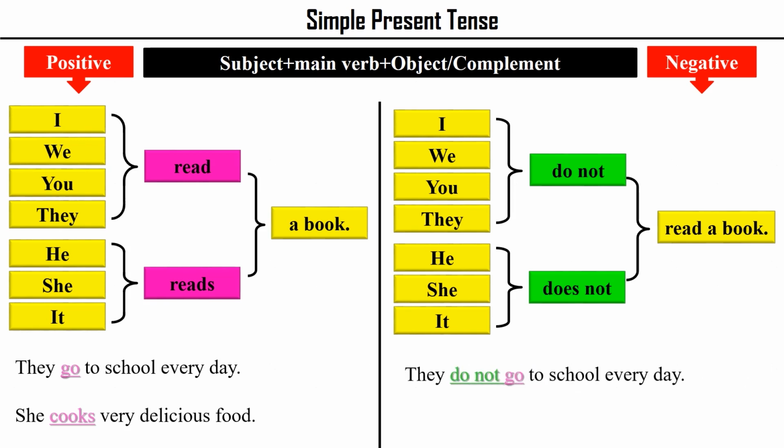They do not go to school every day is the negative form of they go to school every day. There is the subject, do is the helping verb, not is a negative adverb that makes the meaning of the sentence negative. They do not go to school every day. Or, she does not cook very delicious food. Subject she, helping verb does, negative adverb not, cook the main verb, and very delicious food is the object of the sentence.